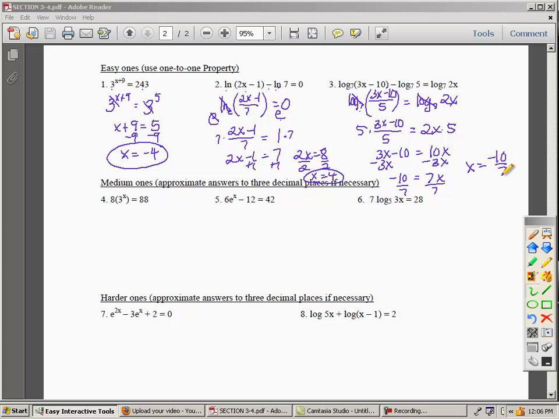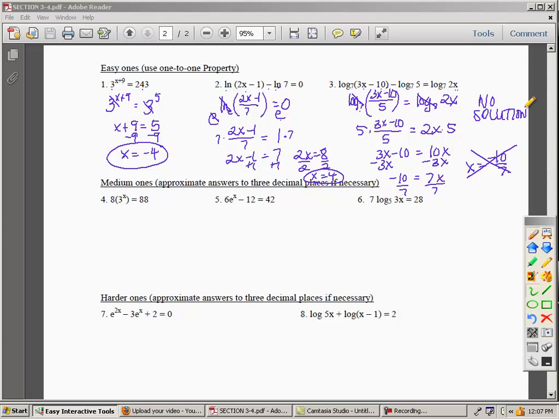Now again, you will want to plug this in and just make sure you don't get a negative log. If I plug negative 10/7 into here, this is fine. You get negative 30/7 minus 70/7. That's a negative. This one would also be a negative. If I look and plug this in, I get a negative. That means this is not a solution, and so we say no solution.